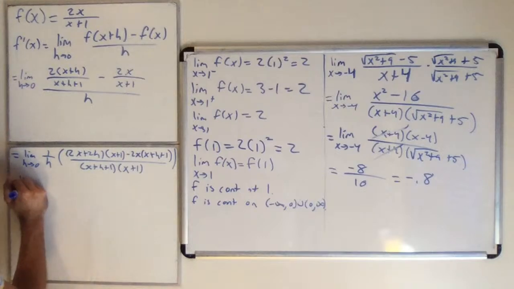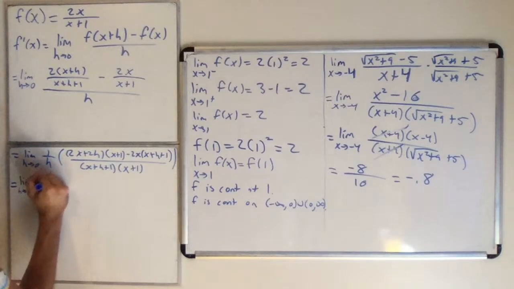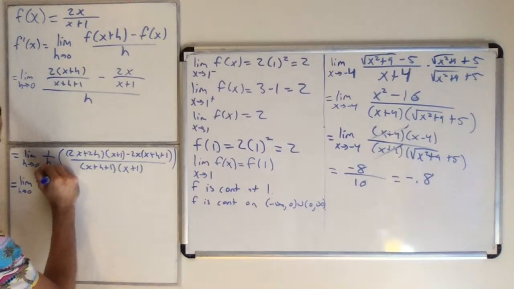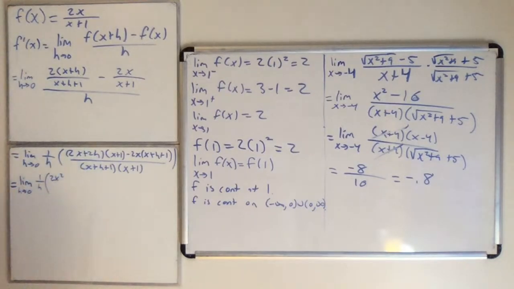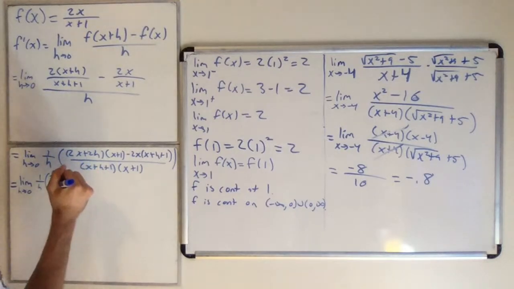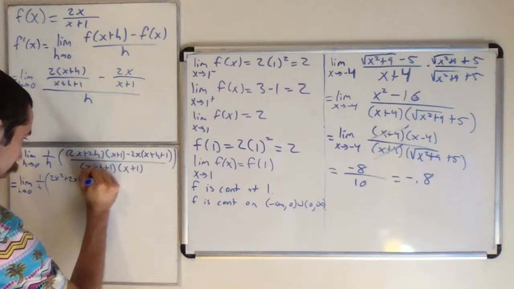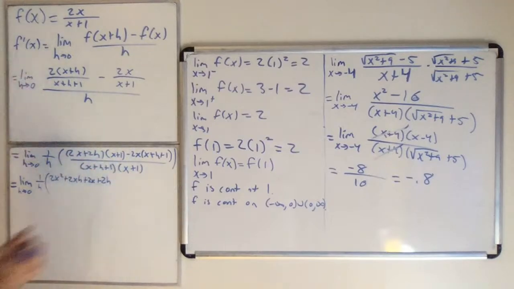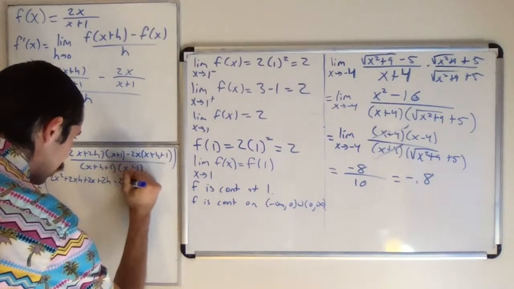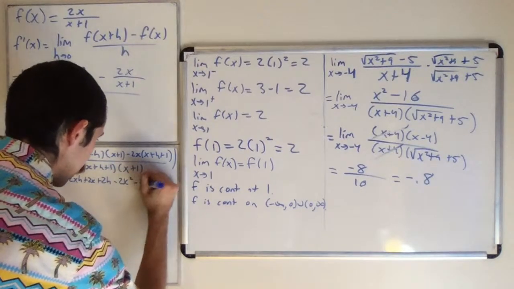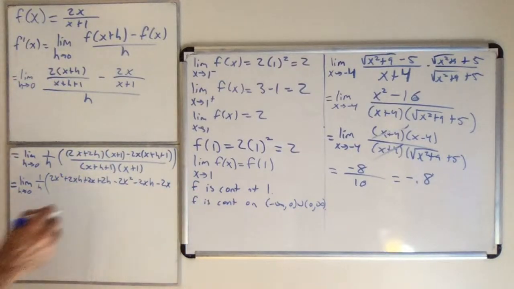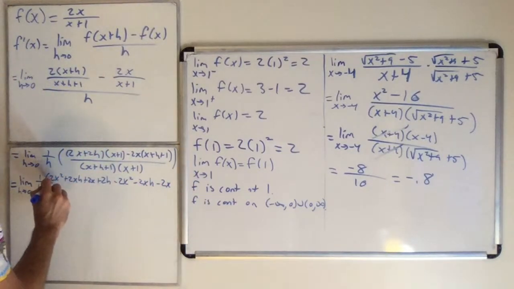So this is the limit as h goes to 0 of 1 over h times our numerator, which is 2x squared plus 2xh plus 2x plus 2h minus 2x squared minus 2xh minus 2x. Ooh. All right, and our denominator stays the same.